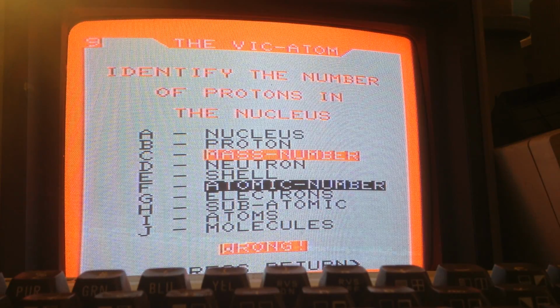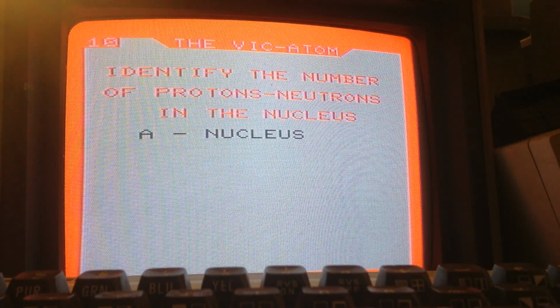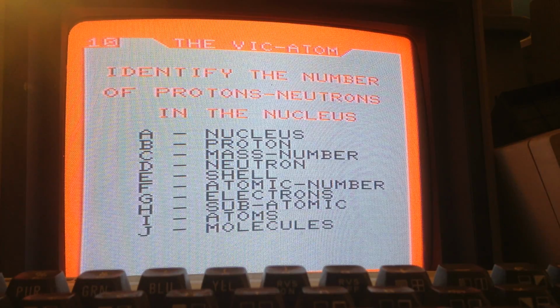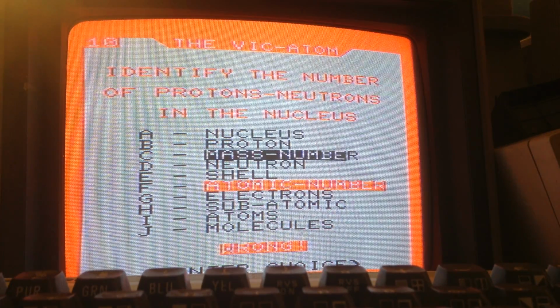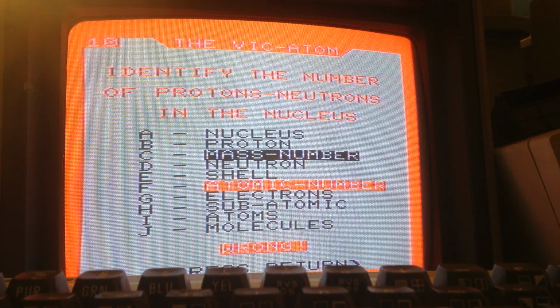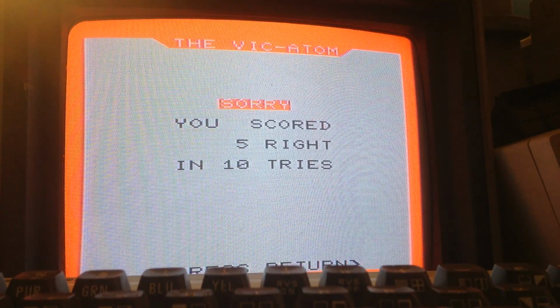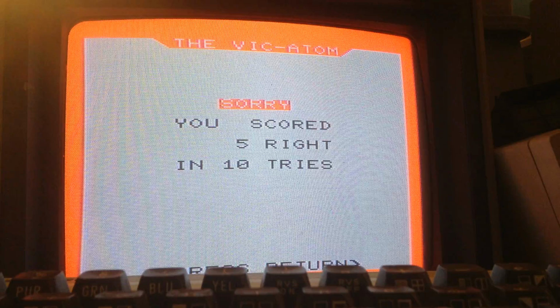Oh well. I think we probably have one more question and then we will move along. The number of protons and neutrons in the nucleus. Well, let's try F. Wrong! Mass number. Oh well. Sorry, you scored 5 out of 10 tries. Oh dear.